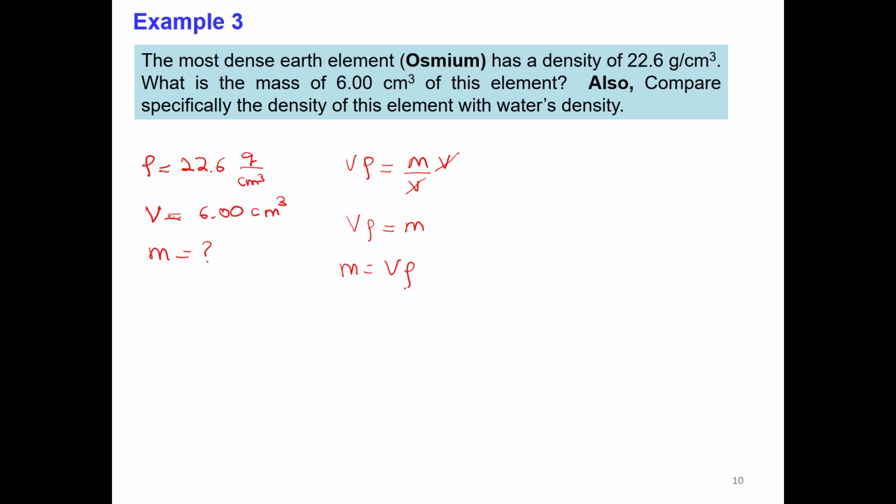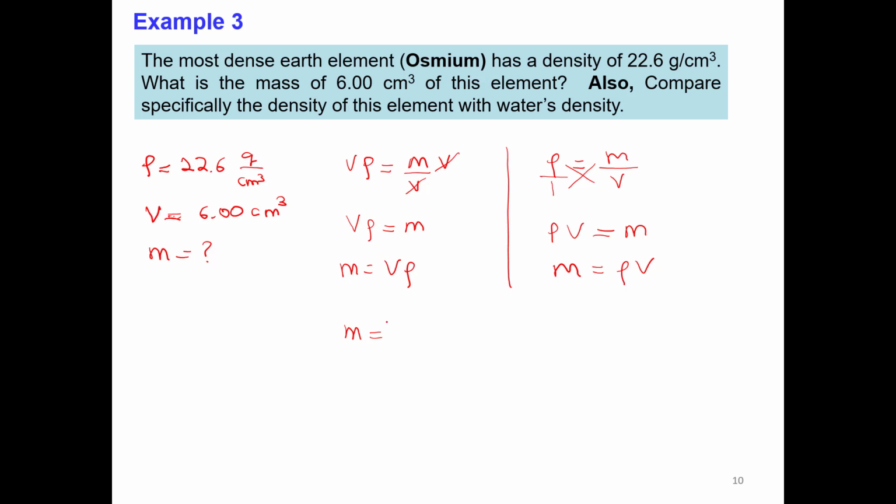This is one way, and the other way is, let me go here, we can just use cross product. Density, we multiply density times volume equal to mass. And we know volume times density or density times volume is the same thing. Let me write here. Either way, you can solve the equation. And now we just plug in the values and find the mass.